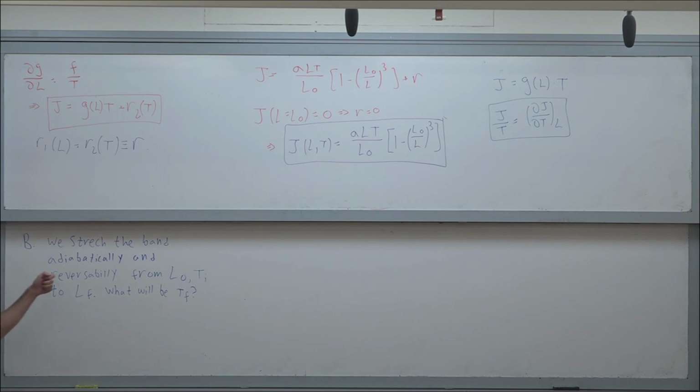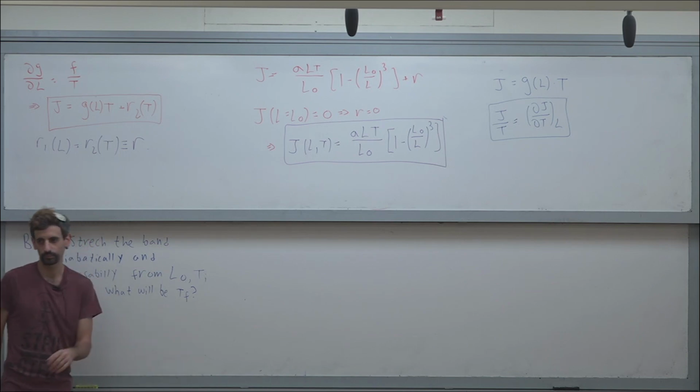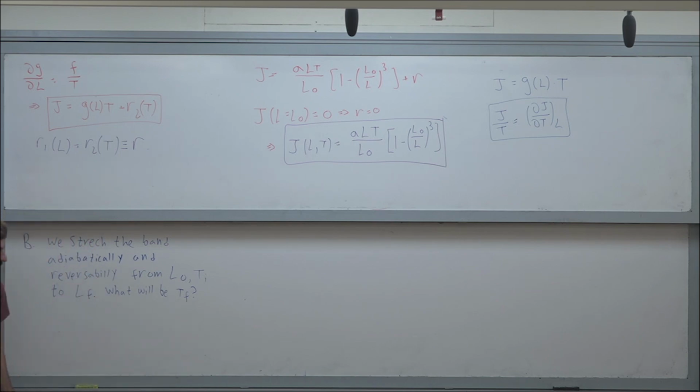Okay, so we stretch it. We start from L naught with some temperature. We don't know what, it's some T initial. We stretch it to some length, L final, and then we want to know what is T final. What is the final temperature? And it's done adiabatically, so we can use the second law of thermodynamics, and reversibly, so we use it later.